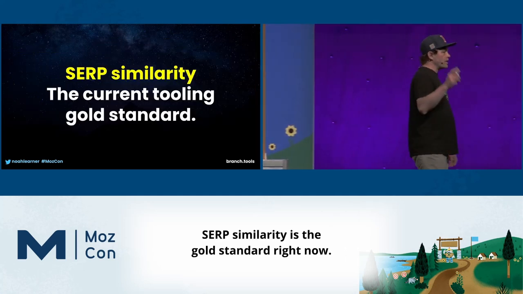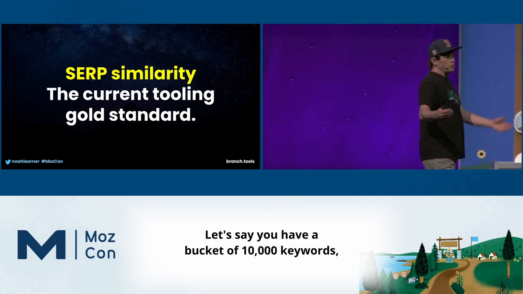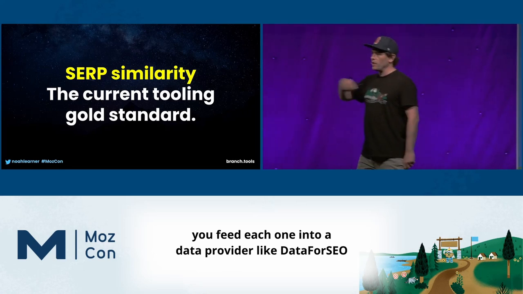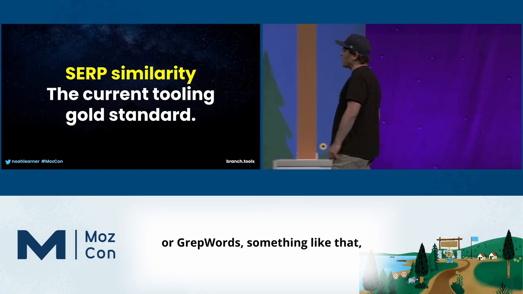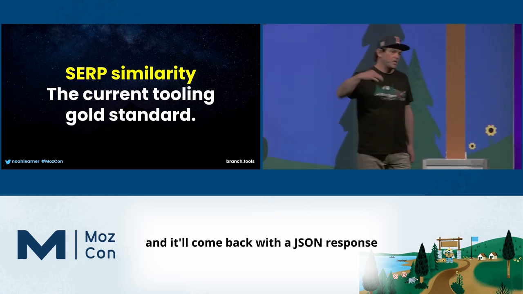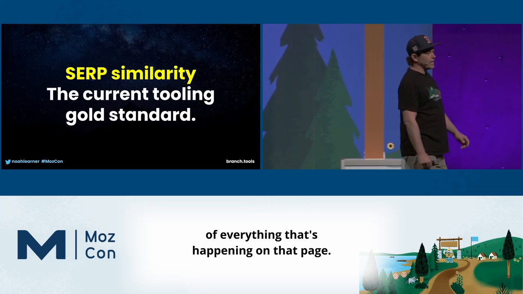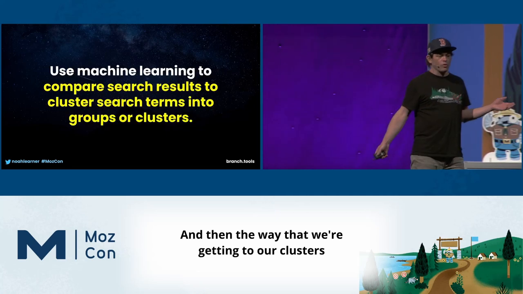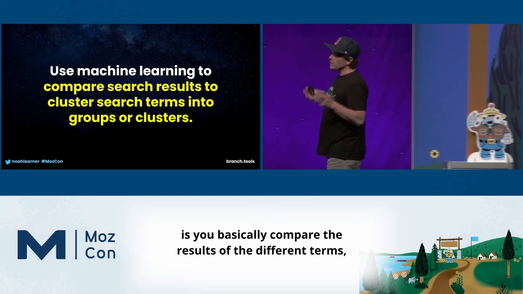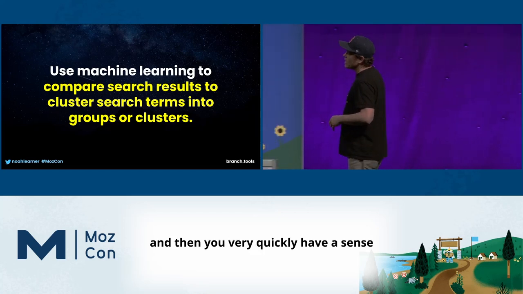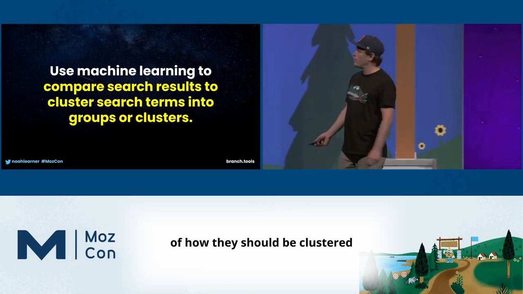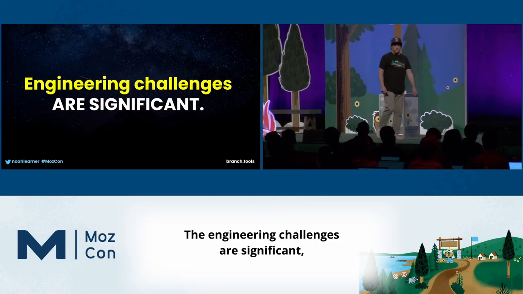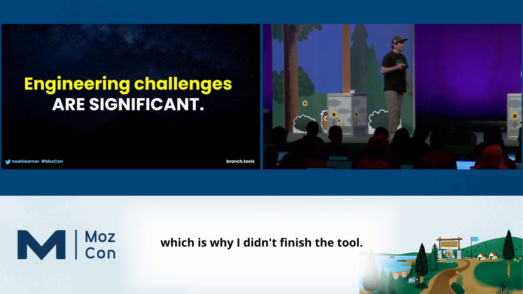SERP similarity is the gold standard right now. Let's say you have a bucket of 10,000 keywords, you feed each one into a data provider like DataForSEO or GrepWords, and it'll come back with a JSON response of everything that's happening on that page: the top 100, the related, all of the SERP features, et cetera. And then the way that we get to our clusters is you compare the results of the different terms, and you very quickly have a sense of how they should be clustered based on the similarity of the responses. The engineering challenges are significant, which is why I didn't finish the tool.